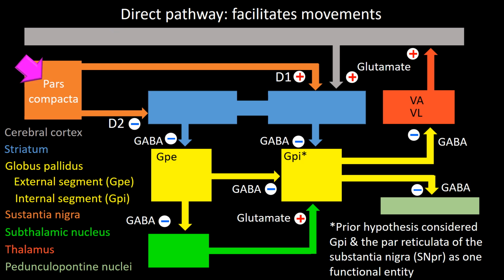The direct pathway goes from the substantia nigra pars compacta to the striatum, and from the striatum to the internal segment of the globus pallidus, and from there to the thalamus, and from the thalamus to the cortex. Here I have traced it with a white line, as you can see in this figure and in this new frame.